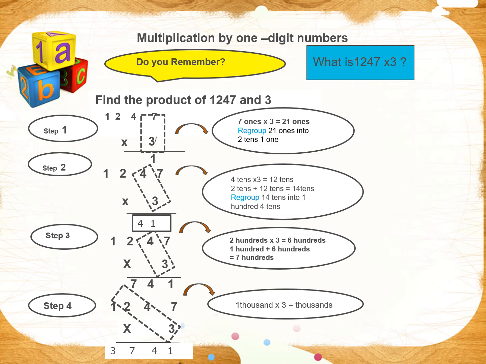Okay, now we can get the product. What is the product of 1247 and 3? That answer is 3741.